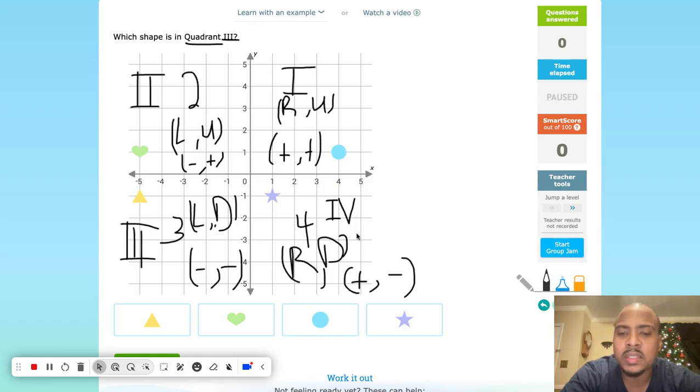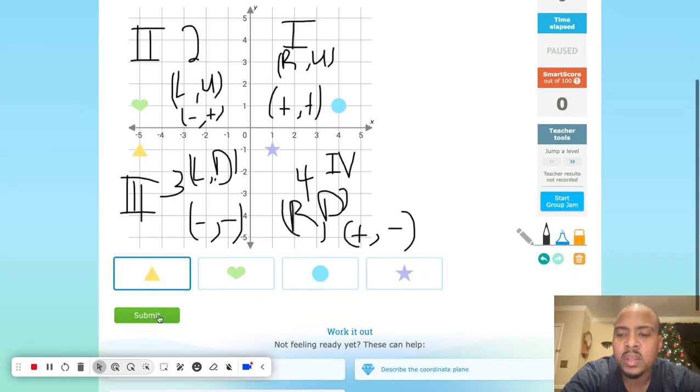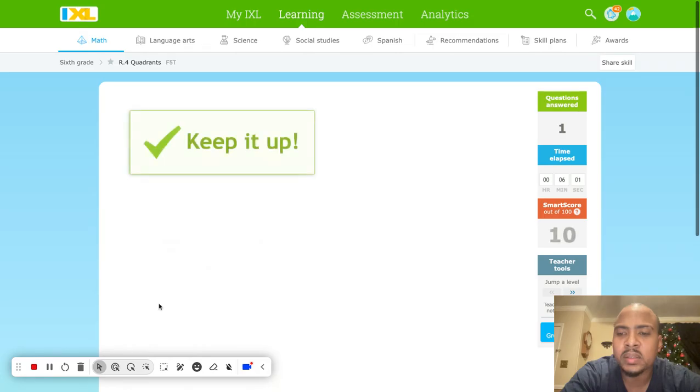All right. So now watch this. The question is asking what shape is in quadrant 3. Well, I got to think. This is quadrant 1. This is quadrant 2. And this is quadrant 3. So what shape? The triangle. So all I'm going to do is go click the triangle and then hit submit.